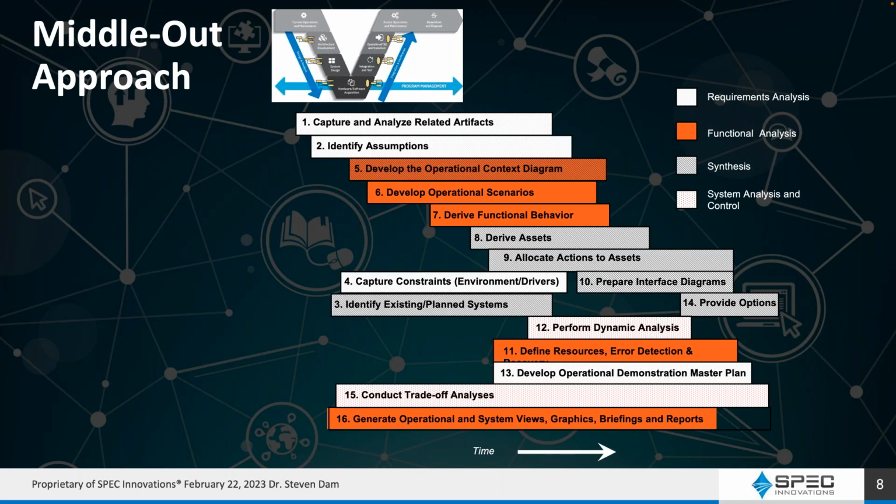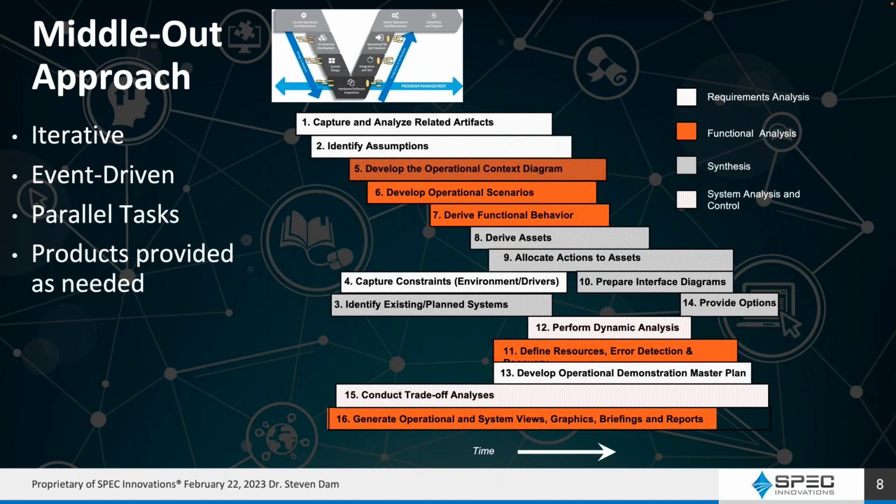So if you look at this process, it's iterative, it's event-driven, it has parallel tasks, and the product's provided as needed, and then it can support model-based reviews, which is, again, considered a best practice. So we've implemented this and used this for decades. Again, this predates our even development of Innoslate, using this particular model.